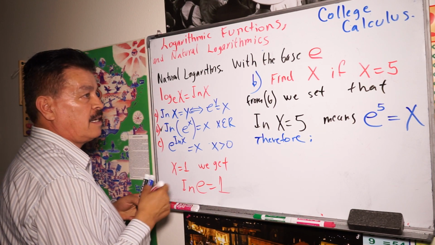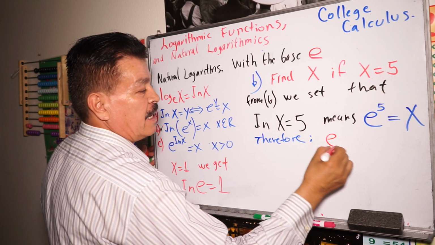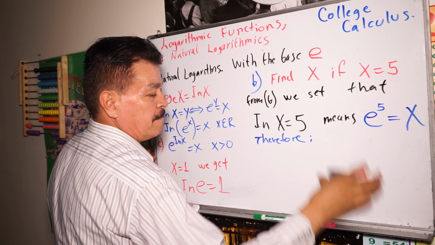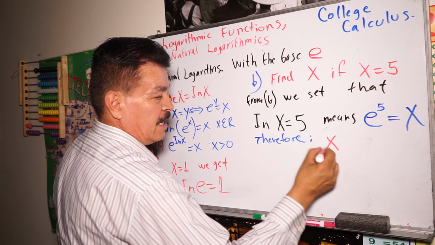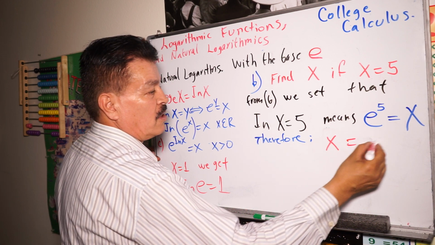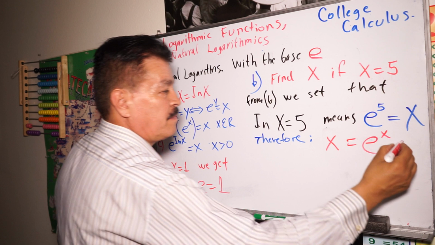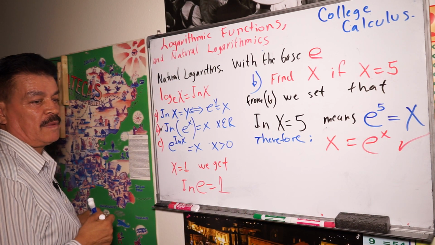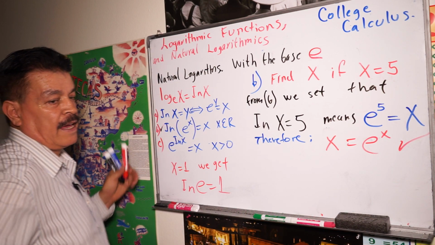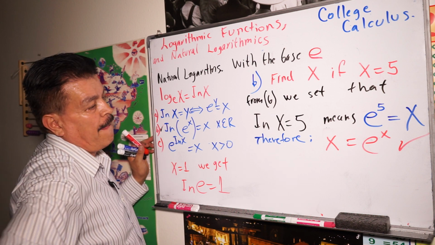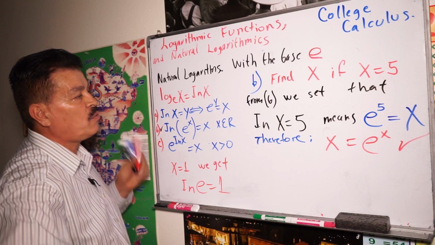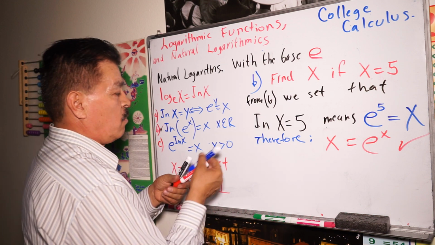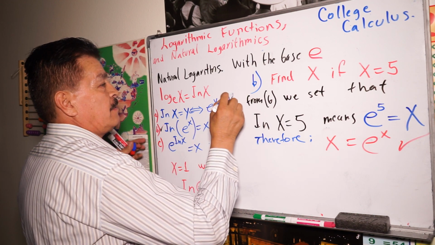how much is x? x is equals e to the 5th power. That's it. That is very simple. That should be one solution. This is one solution we can find, solution number 1 here.